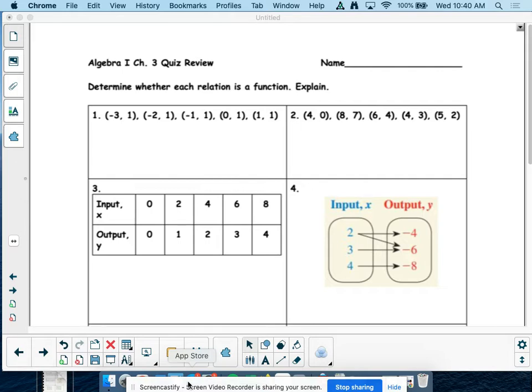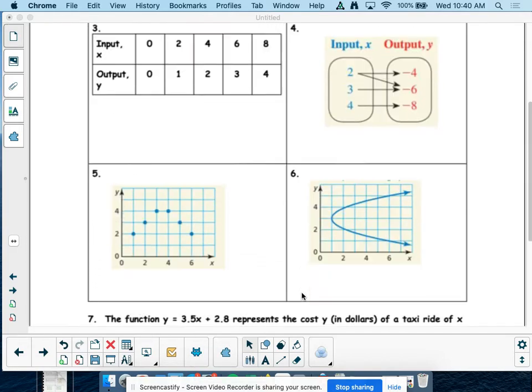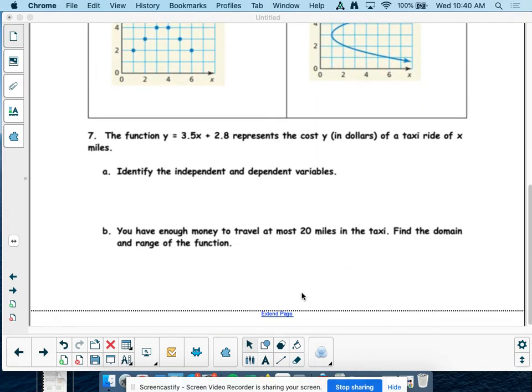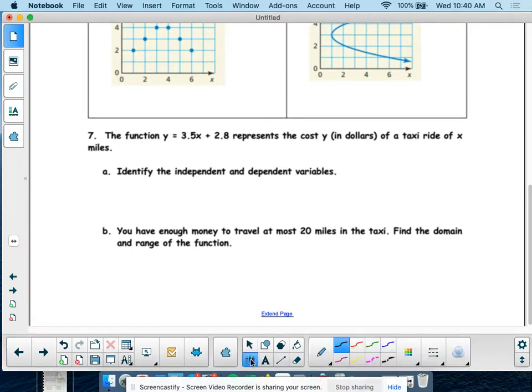Okay, so the first one should be easy. Determine whether the relation is a function. You guys are good at that. Remember, your x or your domain does not repeat. So I'm going to leave you to your own devices on the first 6. But let's do number 7 together. So here we go. Let's read.